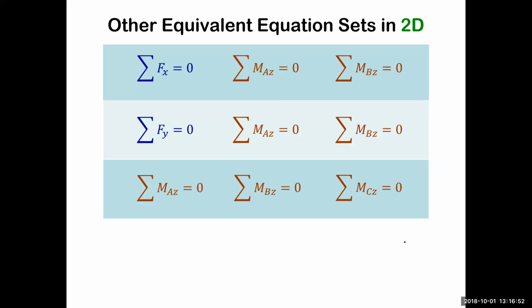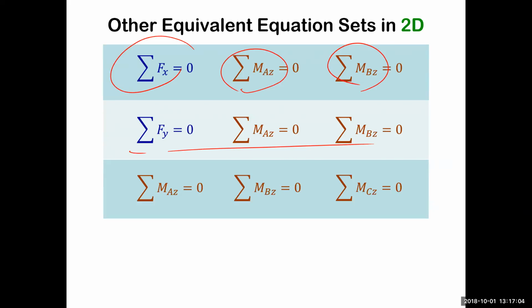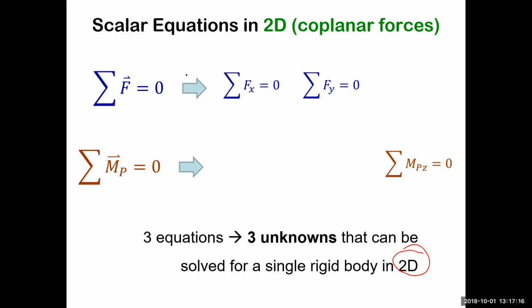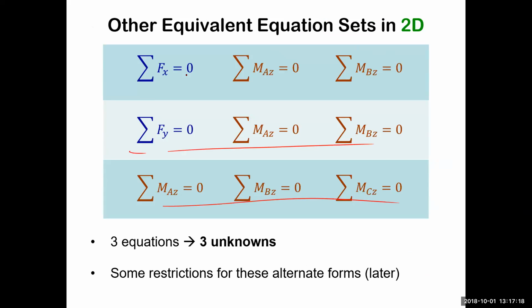The equations that in 2D that you can use, you can also do 2 moment equations. A moment about 2 different points is also fine, and one sum of forces, and those can be arranged differently. You can also do 3 moments equations. Typically, it's either going to be 1 force and 2 moments, or 2 forces and 1 moment when we solve these things.